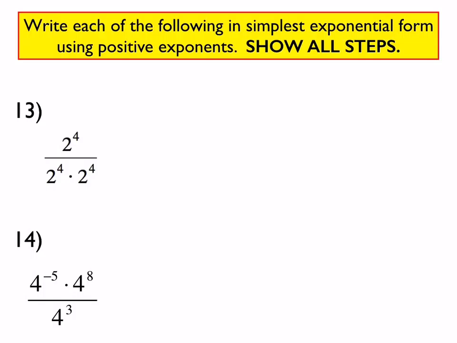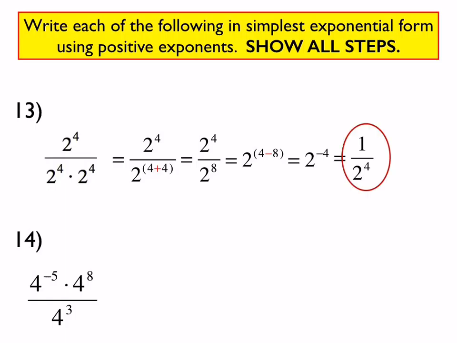Well, in number 13, I can't really do any simplifying with the numerator, but the denominator I can. What does the denominator become when you simplify that? 2 to the what? 2 to the 8th power, okay? And so now I have this. Now it's just like all the other problems that we did, and we would end up with 2 to the negative 4, and that is 1 over 2 to the 4th.